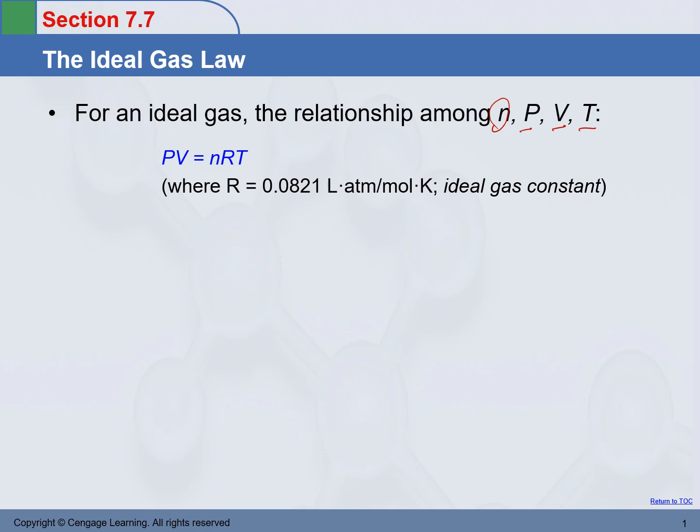R is called the ideal gas constant. R could have different values depending on the unit of pressure and volume. However, let's just remember R equals 0.0821. In this case, if you want to use this number for R, make sure the pressure has to be in atm and the volume has to be in liters. If the question gives a volume that is not in liters or a pressure that is not in atm, make sure you convert them to liters and atm respectively.